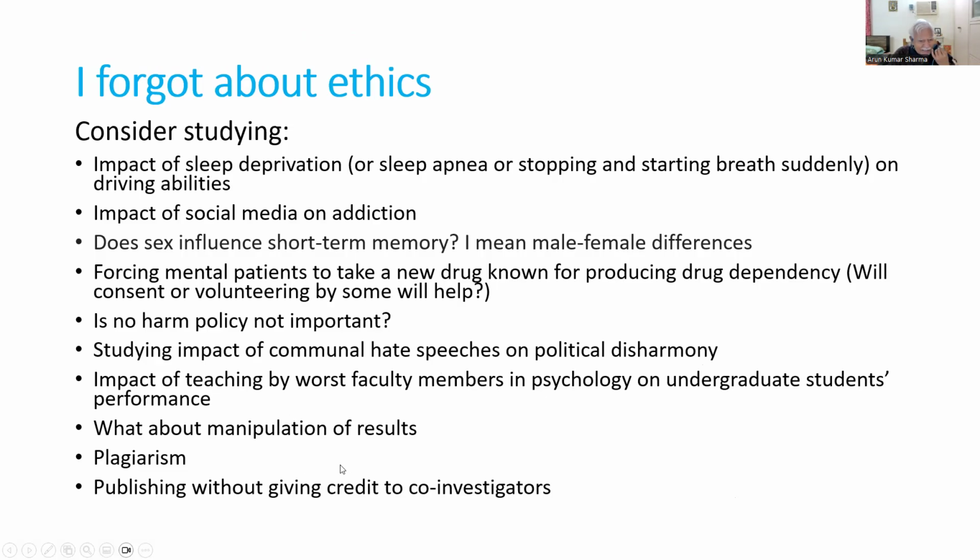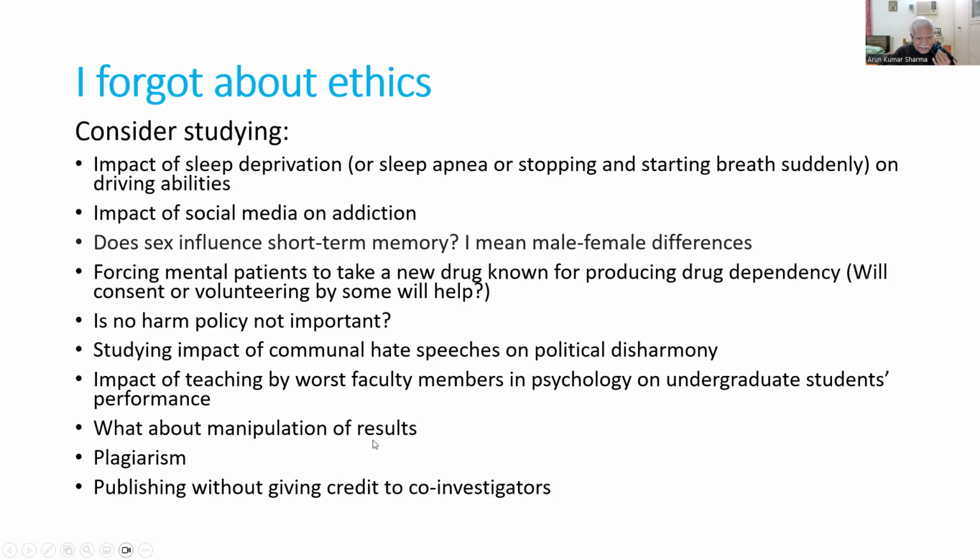Similarly, manipulation of results cannot be permitted. This is unethical. I know that these days this unethical practice has become very common, but it does not mean that this must be allowed or accepted. Manipulation of results cannot be permitted.